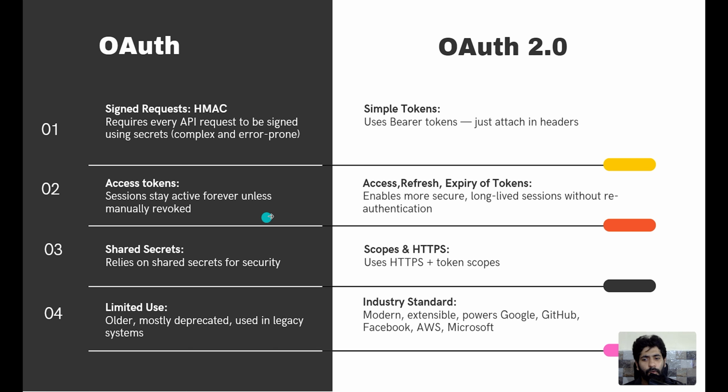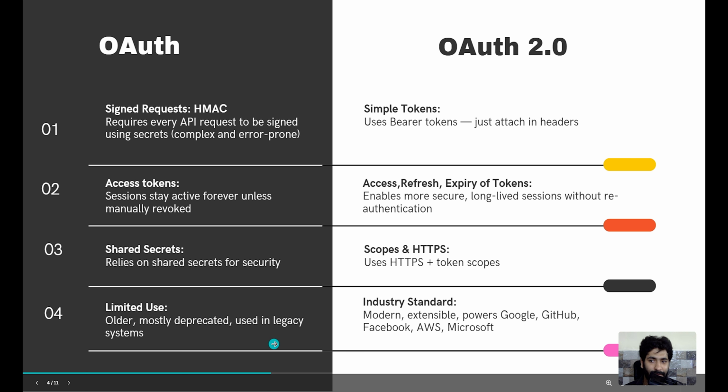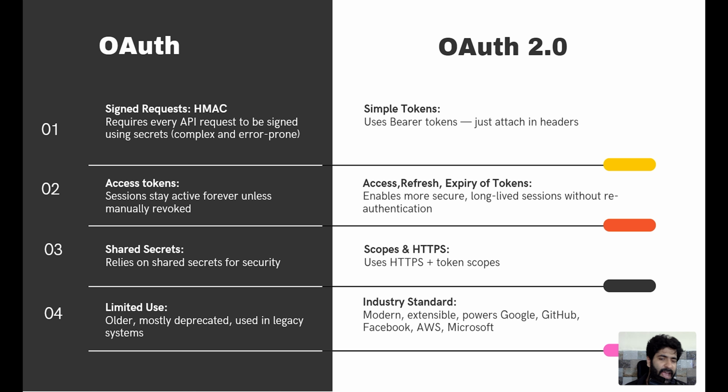And again, OAuth 1.0 has limited use. Now only legacy systems use OAuth 1.0, because that is older and mostly deprecated nowadays. And now with OAuth 2.0, we have the industry standard of using Google sign-in, GitHub sign-in, because nowadays most applications being built use OAuth 2.0 for quick access. So this was the introduction to OAuth. Now we'll move on to the coding part where we will develop an OAuth-based application, and we'll be using Google sign-in with that.